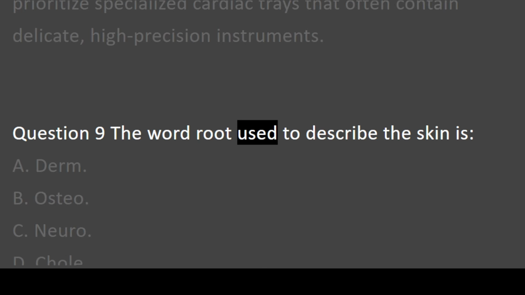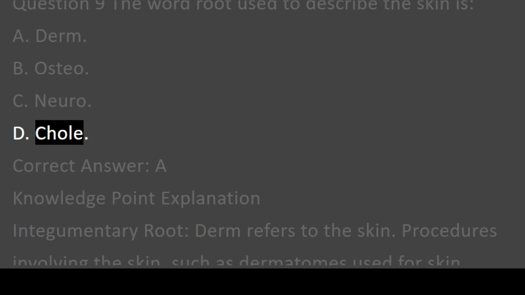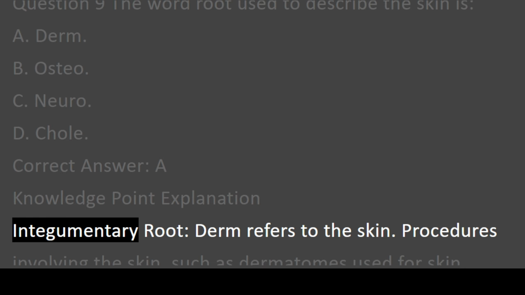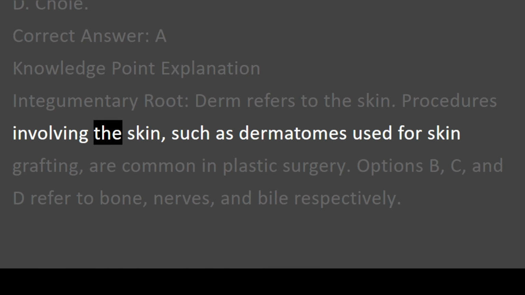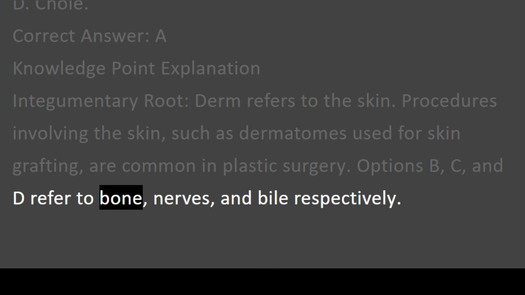Question 9. The word root used to describe the skin is A. Derm. B. Osteo. C. Neuro. D. Chole. Correct answer, A. Knowledge point explanation. Integumentary root, derm refers to the skin. Procedures involving the skin, such as dermatomes used for skin grafting, are common in plastic surgery. Options B, C, and D refer to bone, nerves, and bile respectively.